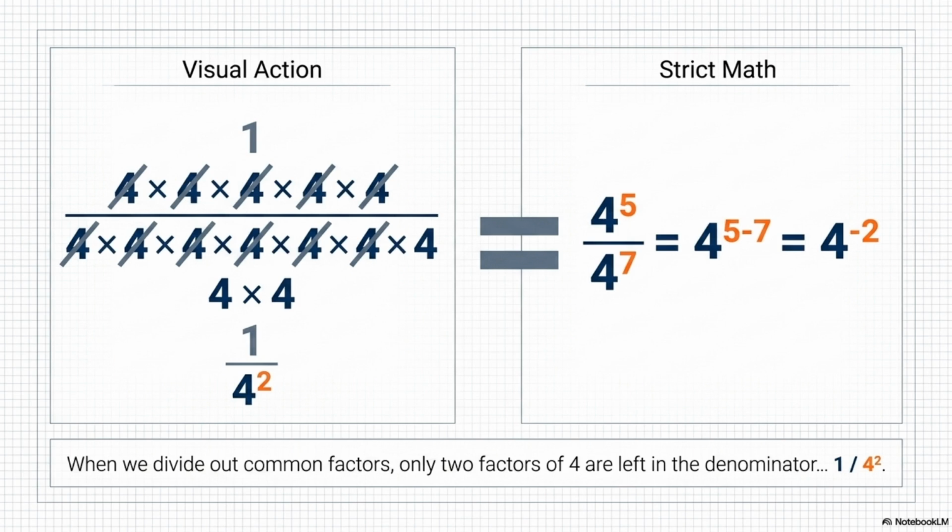And on the bottom line, I crossed out 5 of the 7 4s, which leaves 2 4s sitting on the bottom line. So what is your resulting fraction after the dust settles? It's 1 over 4 squared.